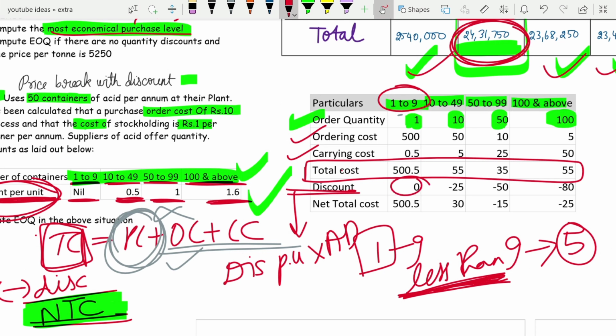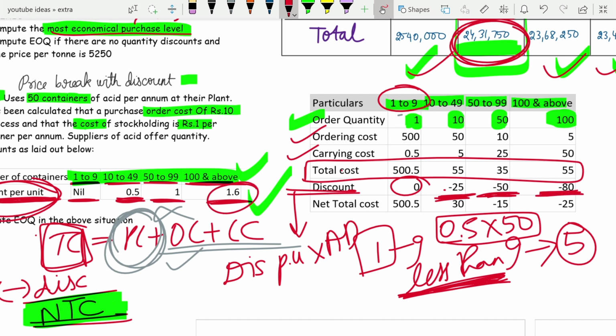In the second range, 10 to 49, your discount per unit is 0.5. What is your annual demand? Your annual demand is 50. So 0.5 into 50 is going to be 25. Since we have to reduce it, I have put a minus symbol there. How will you get it for 50 to 99? It is 1 into 50. For 100 and above, the discount is 1.6, so 1.6 into 50. Once you find out the discount, you have to do total cost minus discount and find your net cost. Then you have to compare in which of the ranges the net cost is the lowest. Here the net cost is lowest in the 100 and above range.